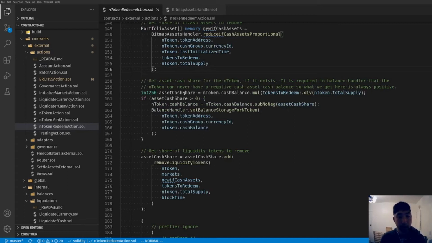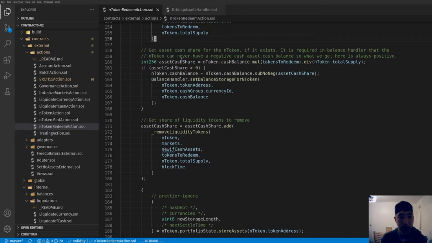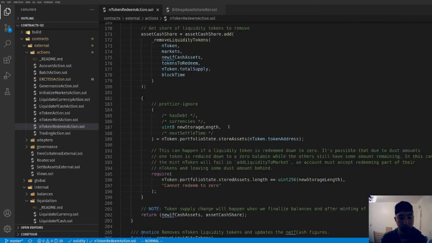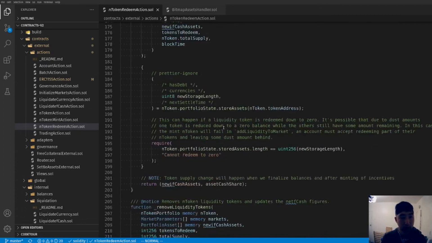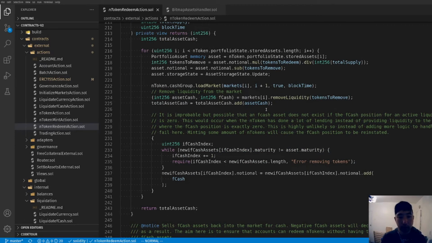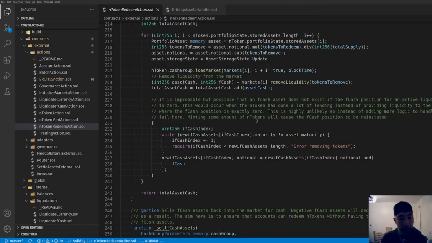Now, it's possible that the nToken also has a cash balance, so we'll ensure that the user will get a share of that. And then here we will remove the liquidity tokens. So removing liquidity tokens is, again, fairly straightforward. We're going to loop through it. We're going to update both the market position and the position of the nToken.